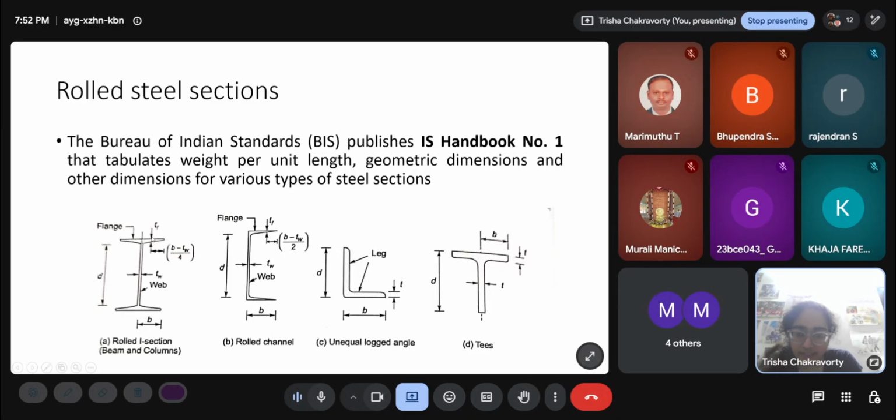So this is a flange. The horizontal members are called flanges. The vertical member is the web. Later we'll see that flanges usually take most of the bending moment, and the web usually takes most of the shear force. The flange has a width. This is the width, B is half the width, TF is the thickness of the flange, D is the overall depth of the section, and TW is the thickness of the web.